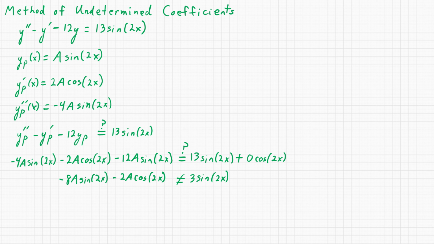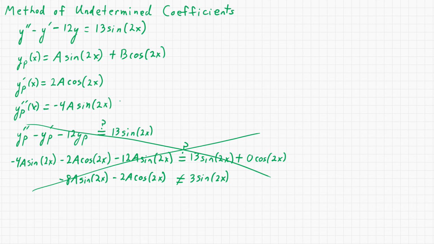So instead, we need to modify the guess a little. We have to guess both a sine 2x plus b cosine 2x. So this guess didn't work, so I'm going to cross that out, and we're going to modify this guess slightly. We're going to guess instead a sine 2x plus b cosine of 2x. And then we'll get sines and cosines in every single term. We'll have an a and a b to mess with to get the right-hand side we want, and hopefully it'll work. So if I add b cosine 2x, the derivative will be a minus 2b sine 2x, and then I'll have a minus 4b cosine 2x here.